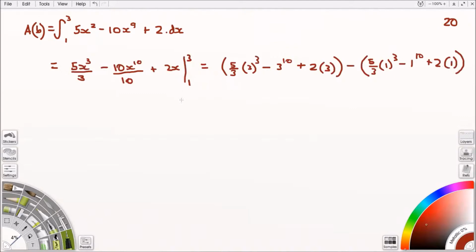And now we can actually get a definite answer for the area under our curve between these two limits. So if we have our function, we're figuring out what the area is under our curve between 1 and 3, effectively. So we can actually get a proper value, and then we deal with the units.